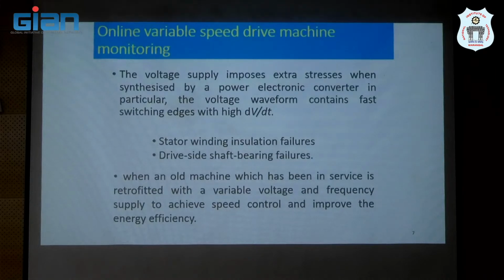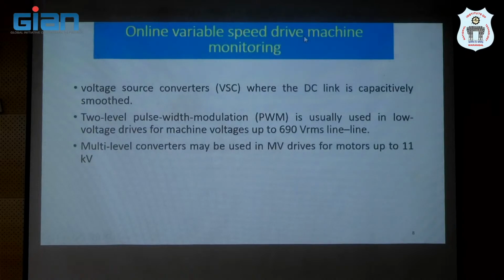It has to be designed and properly tested with those standards, and inception voltage levels, thermal stresses and endurance tests for different ratings of machines have to be conducted. Then only will reliability be achieved. So 2-level PWM we usually use in low voltage drives for machine voltages up to 690 VRMS line to line. Even multi-level converters we use for megavolt drives up to 11 kV.